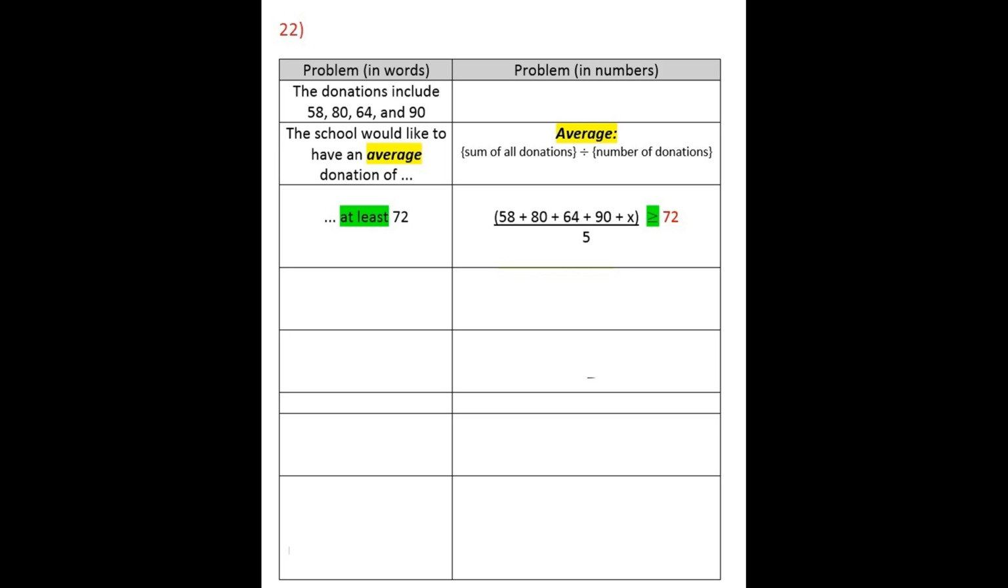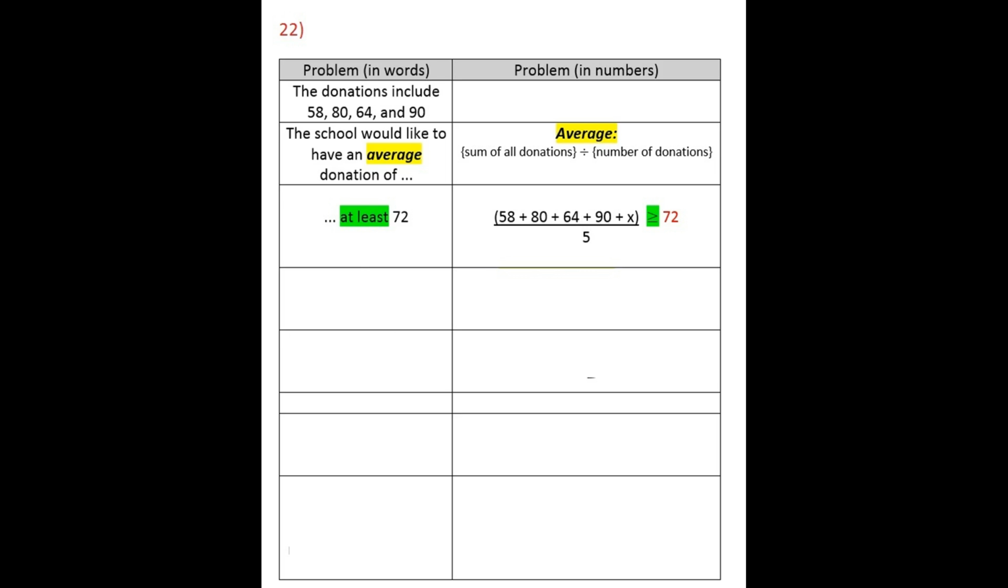So we have 58 items plus 80 items plus 64 items plus 90 items. And we don't know what that 5th class is going to donate, but we do know that to form an average, we add them all up and divide by 5. And we know that the school wants an average donation of at least 72 items per class. So how do we do that? We add all of our donations up and divide by 5. And that's going to be greater than or equal to the number 72.